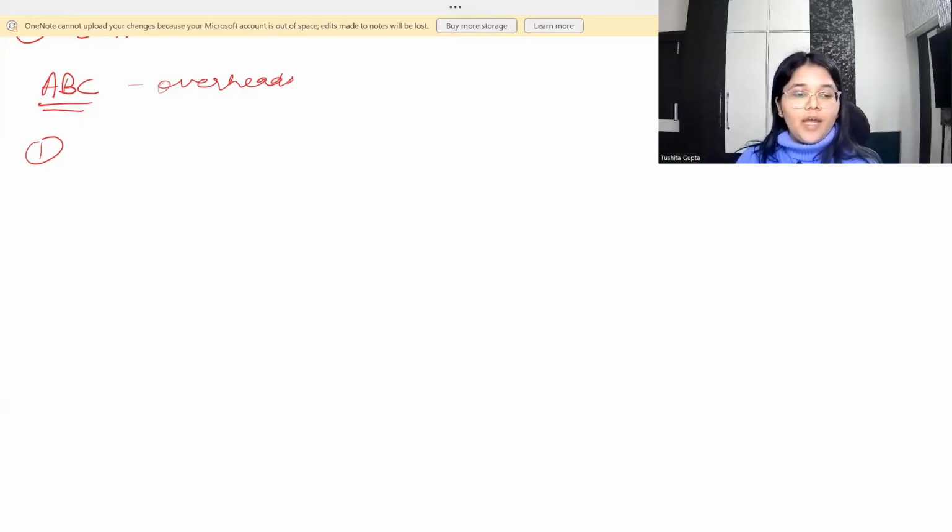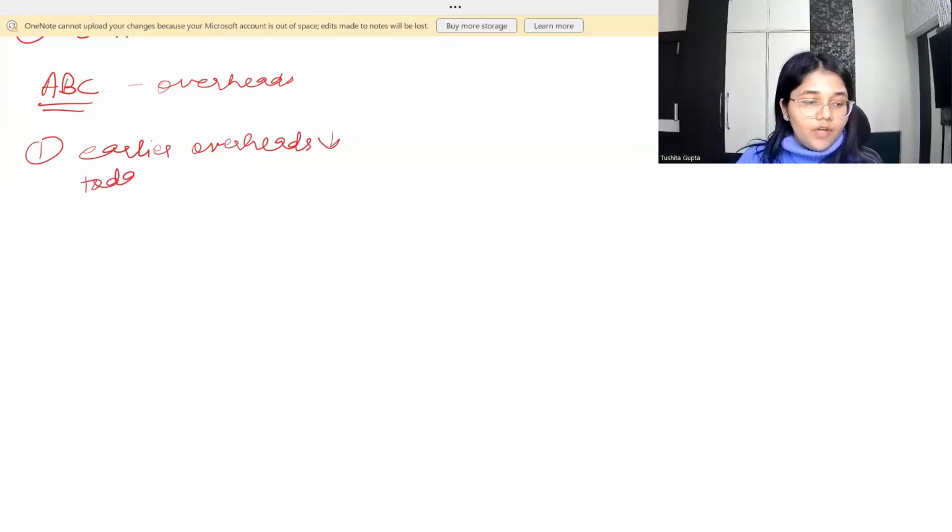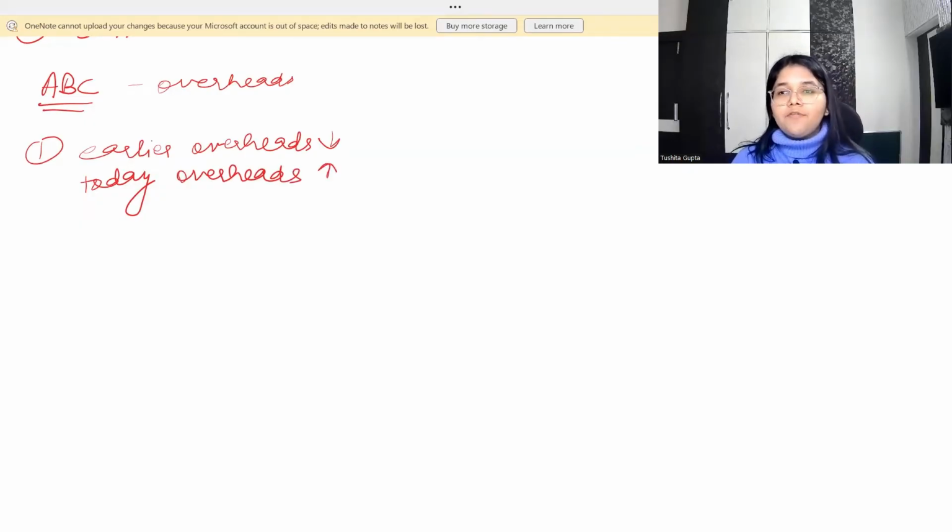So earlier, if I summarize what I just said, overheads were of a lesser proportion, but today overheads are more. When overheads are more, the allocation will make sense if it is more clear and more justified. If we want to know what is actually costing us the money, then we should get to know the exact cause why we are spending that money, because the overheads have increased today. So this is one of the reasons why ABC was developed.